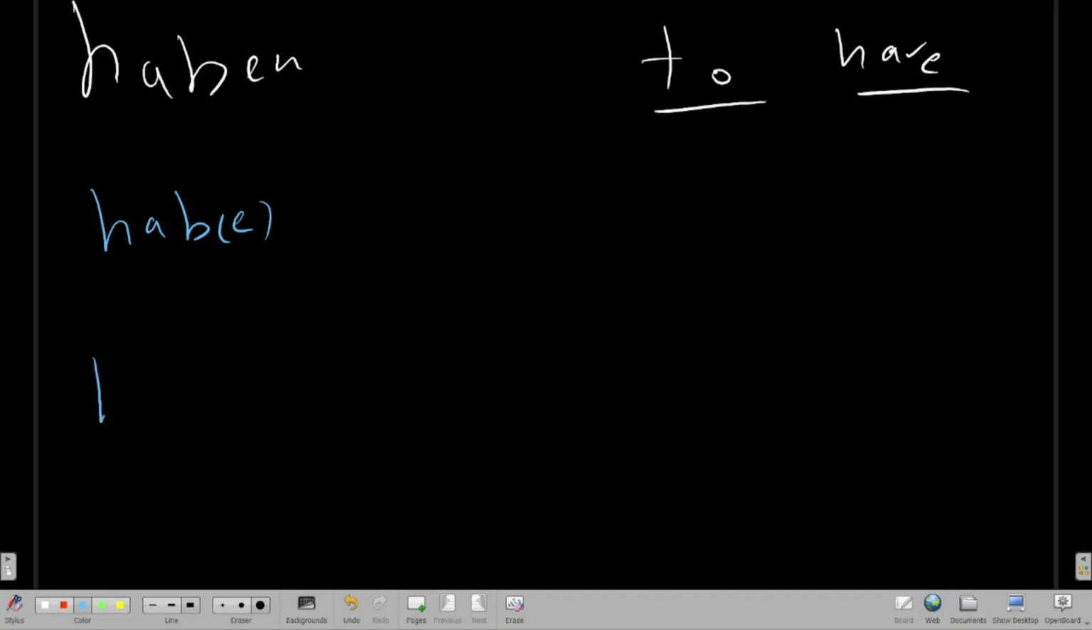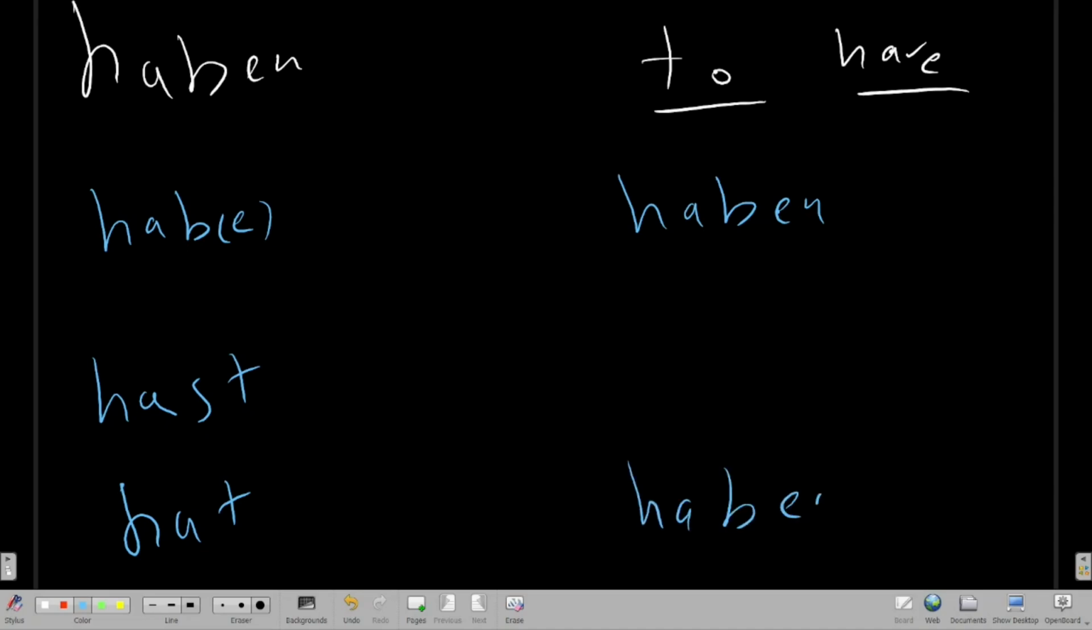Second person, we know that the sign has to have a ST, so it's du hast. And hat. Now the next one. Wir, okay, we know this. It's haben. Sie haben. We know that. What about here? Habt.